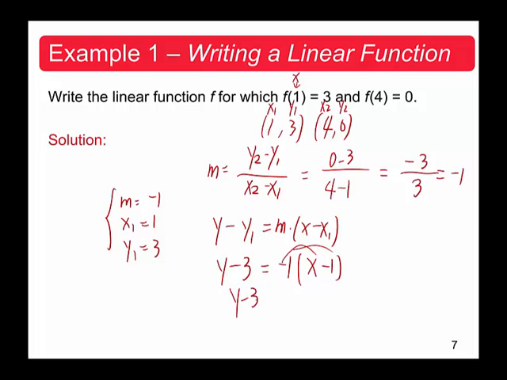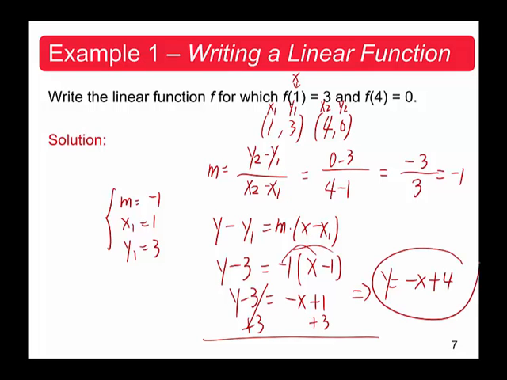Y minus 3 equal to -x plus 1. And I'm adding 3 to both sides of the equation. I will end up with y equal to -x plus 4. So we come up with the equation. This is not function notation, so if you want to write function notation, it will be f of x equal to -x plus 4. That's function notation.